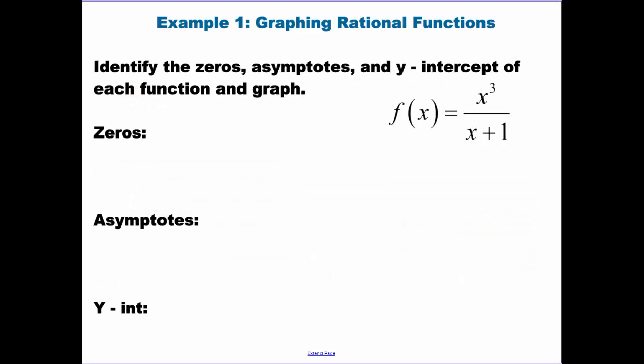Okay, graphing rational functions. What I want you guys to be able to find: I want you to be able to find the zeros, the asymptotes, the y-intercept. For your graph, you're going to be allowed to use your calculator. Okay, I'm being nice, letting you guys use your calculator. Zeros, remember, fancy word for 0, is when y equals 0. So I set my function equal to 0.